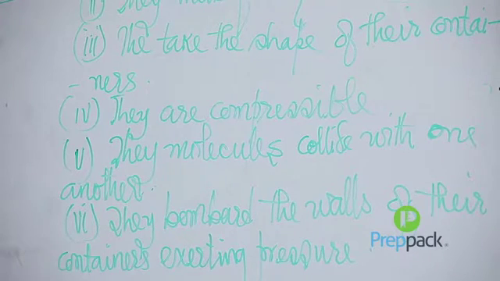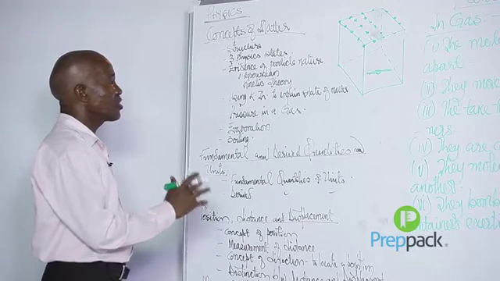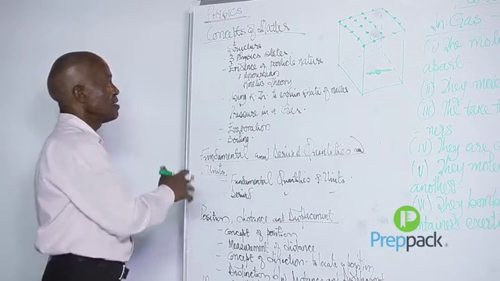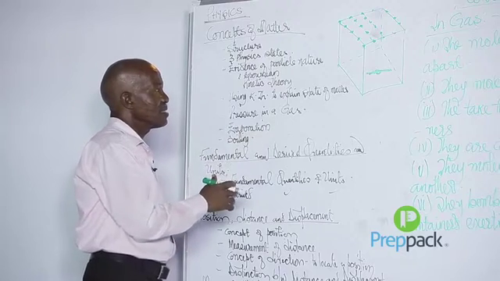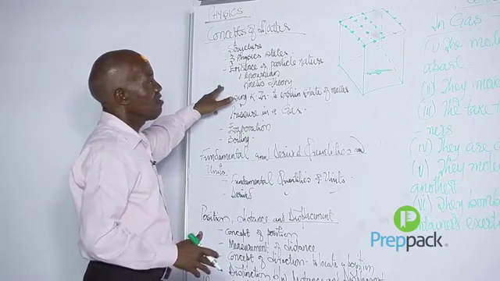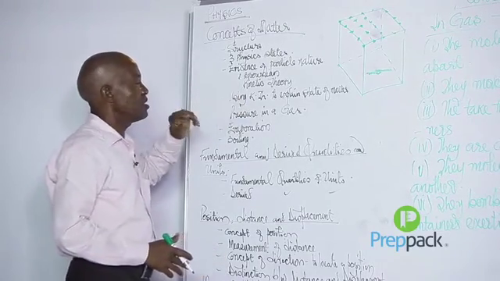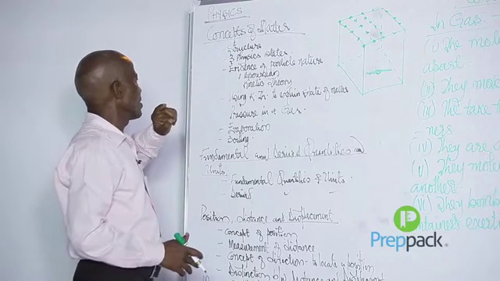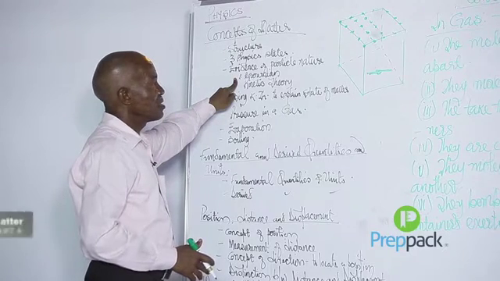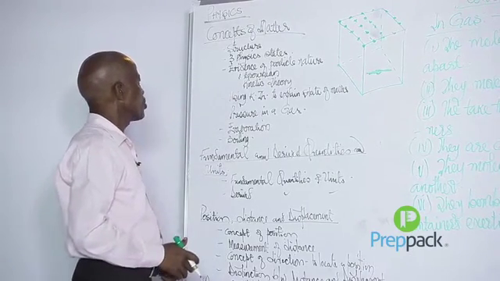Now, these can be shown experimentally. The evidence that these things called matter are made up of what? Of molecules. And we can equally use the kinetic theory to explain these. To establish or give evidence of the existence of molecules, we use what we refer to as Brownian motion.